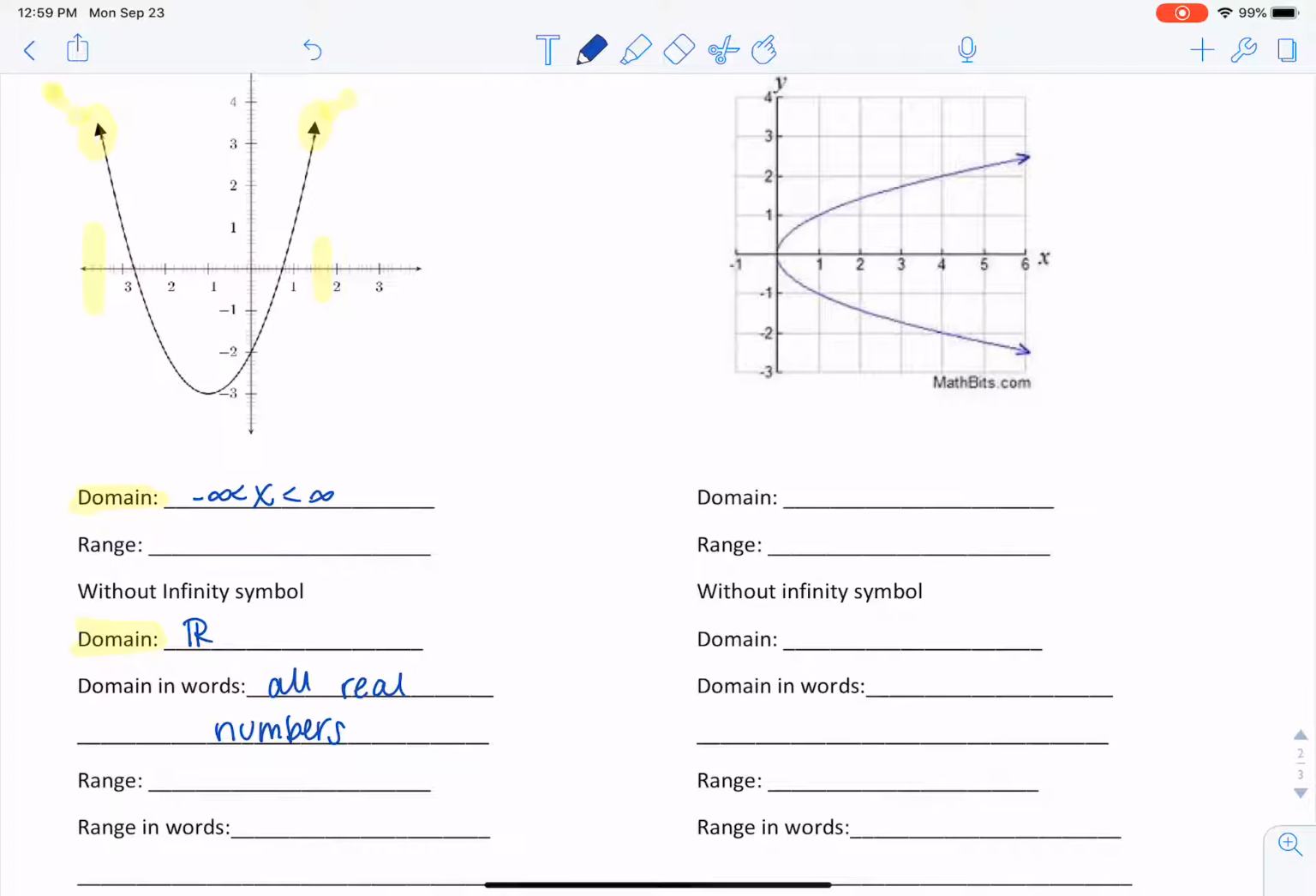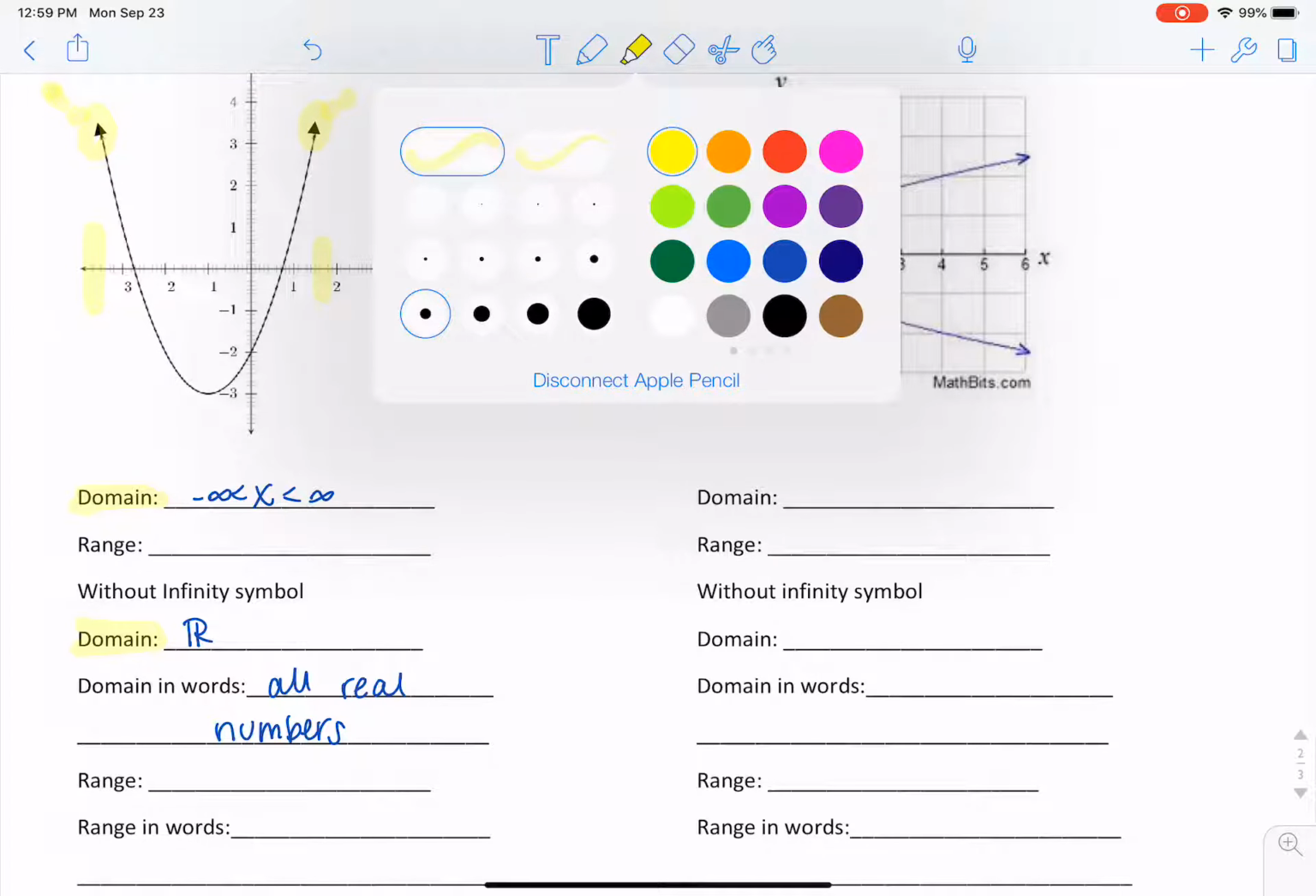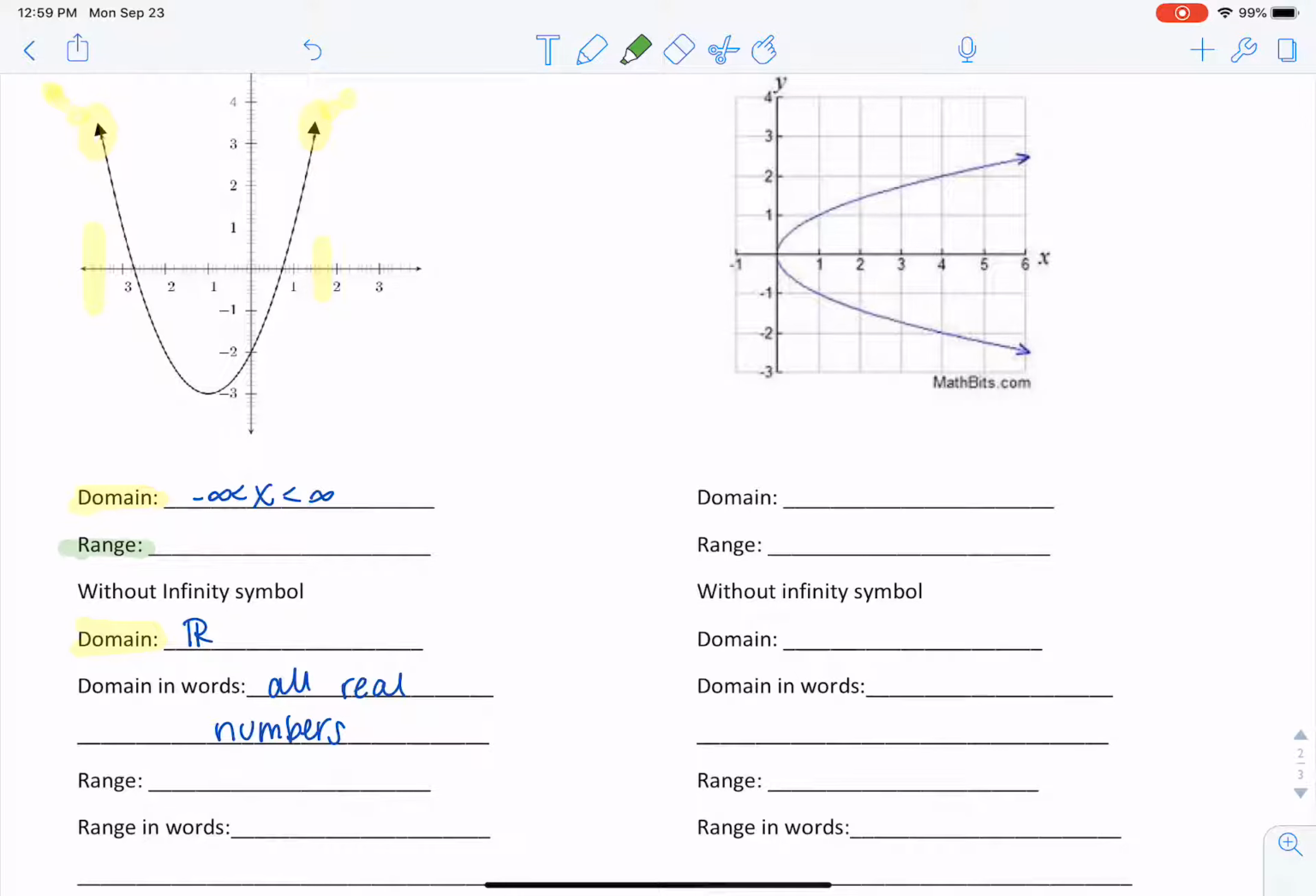My range, though, on this one is different. The range is different because when I look at the y values associated with this graph, the lowest my graph goes is here. It doesn't go past the -3. The highest it goes, it looks like it stops here, but these arrows keep going up, right? So it doesn't have a highest value, but it does have a lowest value. So my range is all the y values stuck in between -3 and infinity. And because I have a normal solid point at -3, I need to draw the or equal to line there. So without the infinity symbol, I say that -3 is less than or equal to all my y values.